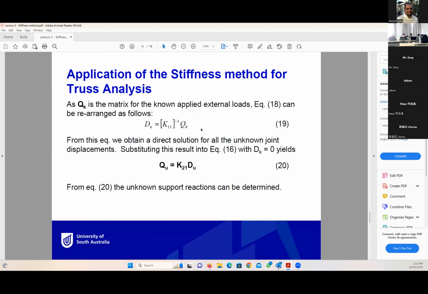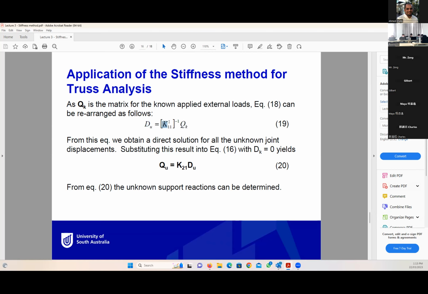Okay, as QK is the matrix of the known applied loads, equation 18 can be rearranged as follows: DU equals K11 to the power of -1 times QK. From this equation, we obtain the direct solution for the unknown joint displacement because we know QK, the known loads, and we know K11, the stiffness matrix, so we can get DU.